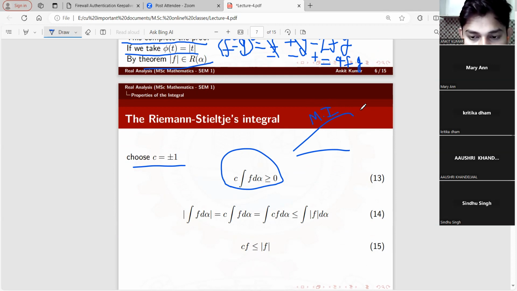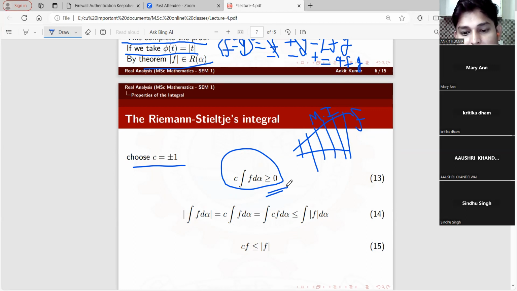This is f. So f is always a positive quantity, an always increasing function. So this property holds. Okay, this property.